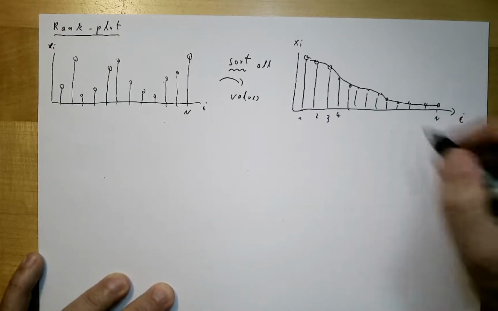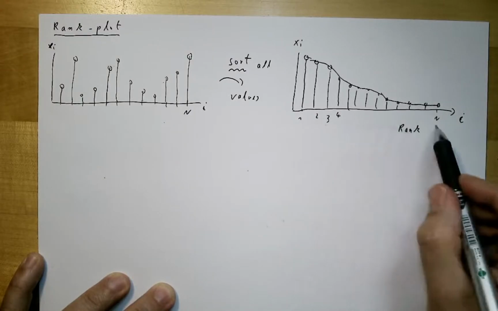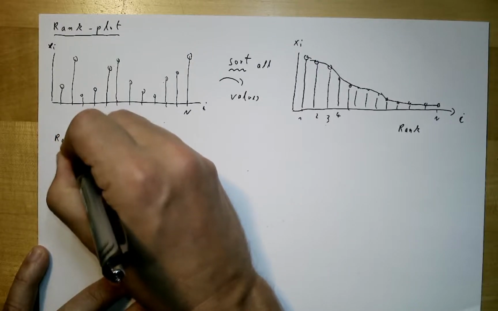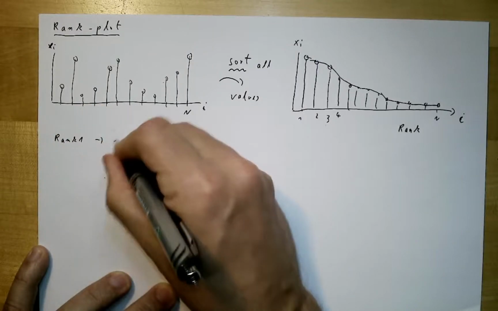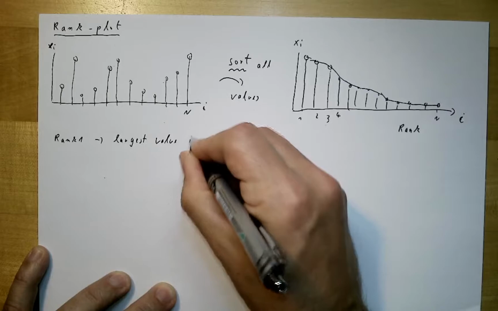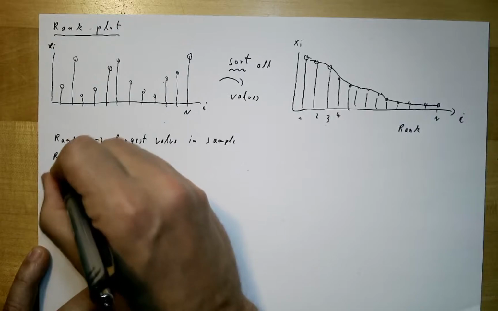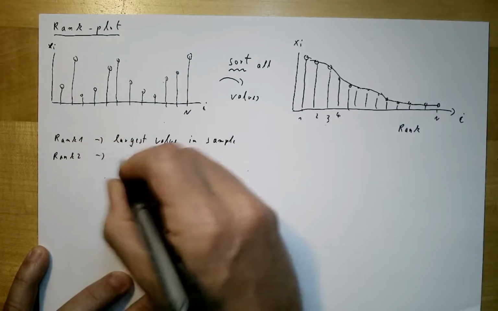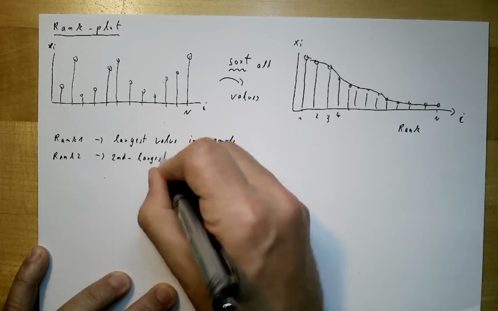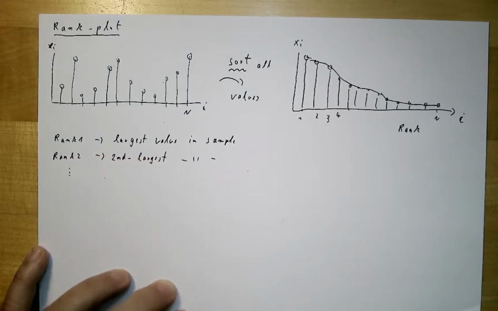So on this axis here we call the rank, because now we have a very specific order in which we take the points. So rank 1 means the largest value in the sample, rank 2 is the second largest value, and so on.